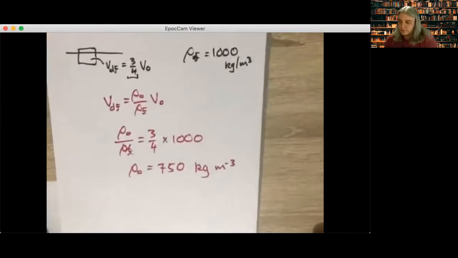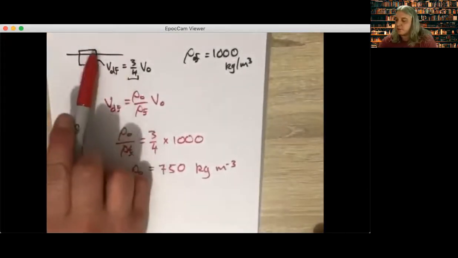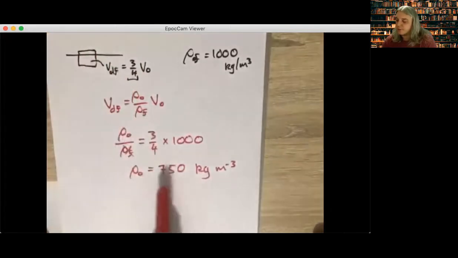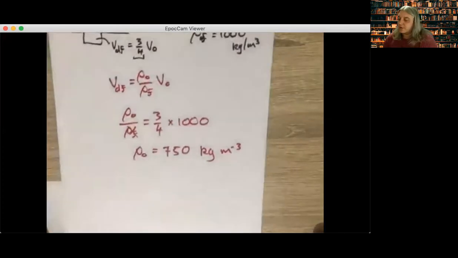So if the object is 3/4 submerged, then the density is 3/4 that of water. That's the first part of the question done.